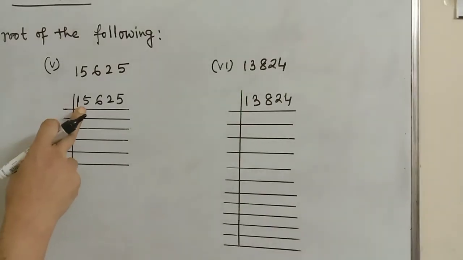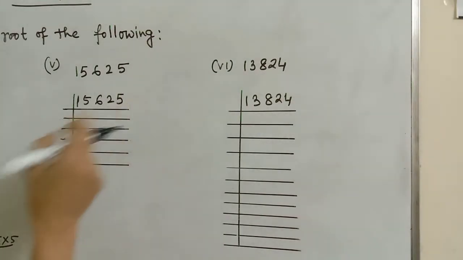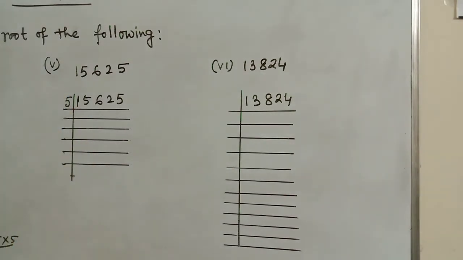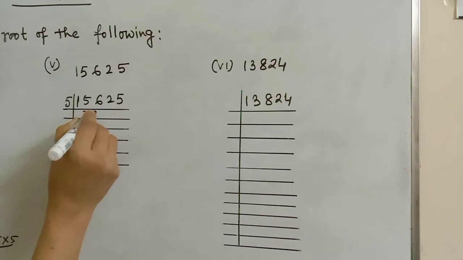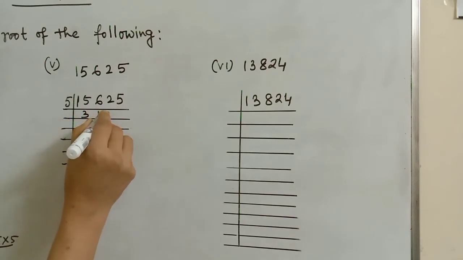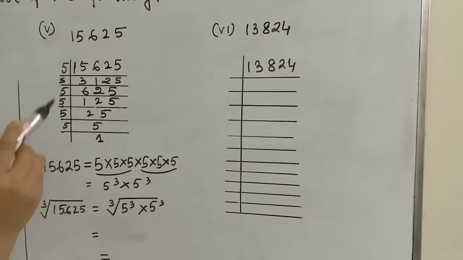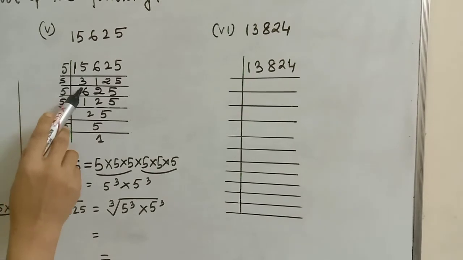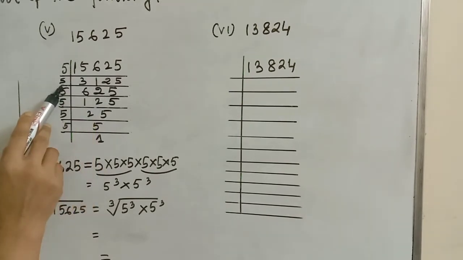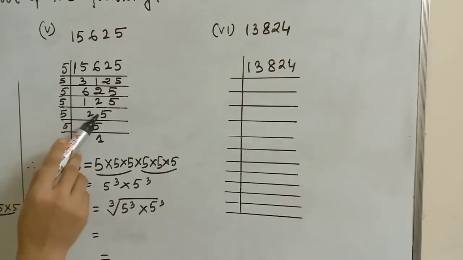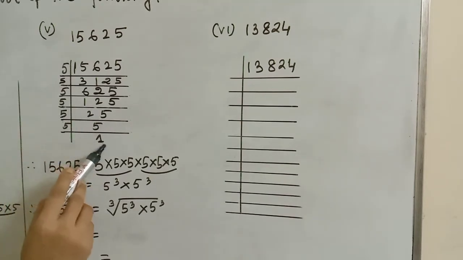Next number is 15,625. As 5 is at the unit place, using divisibility rule you can divide it by 5 only. If you divide it by 5, you will get 3,125. Then when we are dividing it by 5, we are getting 625, again by 5, 125, again by 5, 25, again by 5, 5, again by 5, 1.